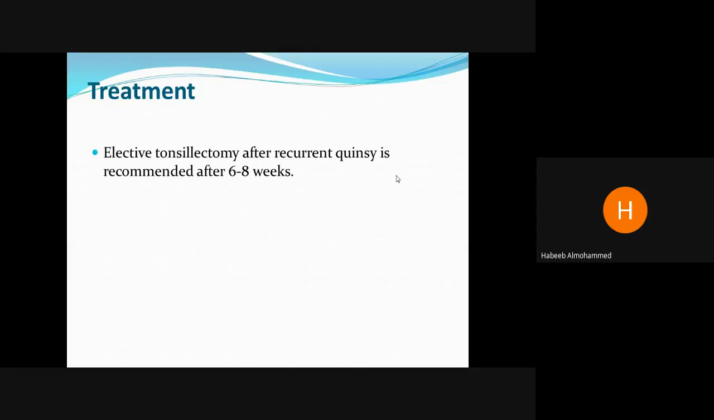Is there any option to address the tonsil? Because tonsillitis is the underlying mechanism. We recommend not doing a hot tonsillectomy at the time of abscess drainage because there is a risk of postoperative bleeding. So the usual policy is to do elective tonsillectomy after recurrent quinsy, recommended after 6 to 8 weeks. You schedule your patient for tonsillectomy after a few weeks.